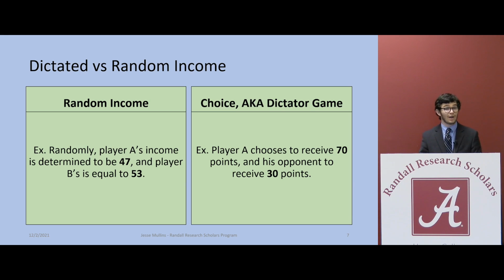So for example, in a random income game, if one party receives 47 points, the other would receive 53. In a dictator game, player A could choose to give themselves 70 points and 30 points to their opponent.